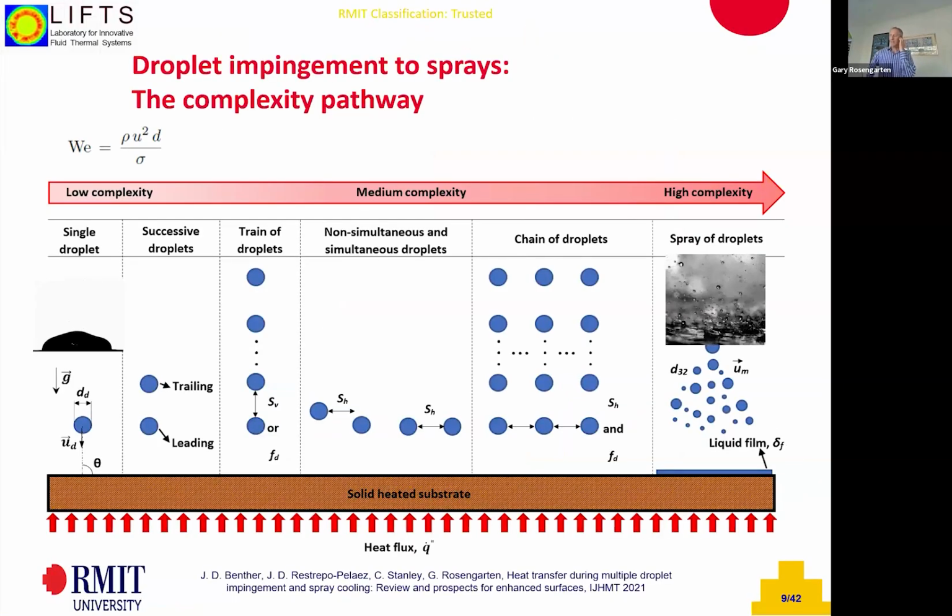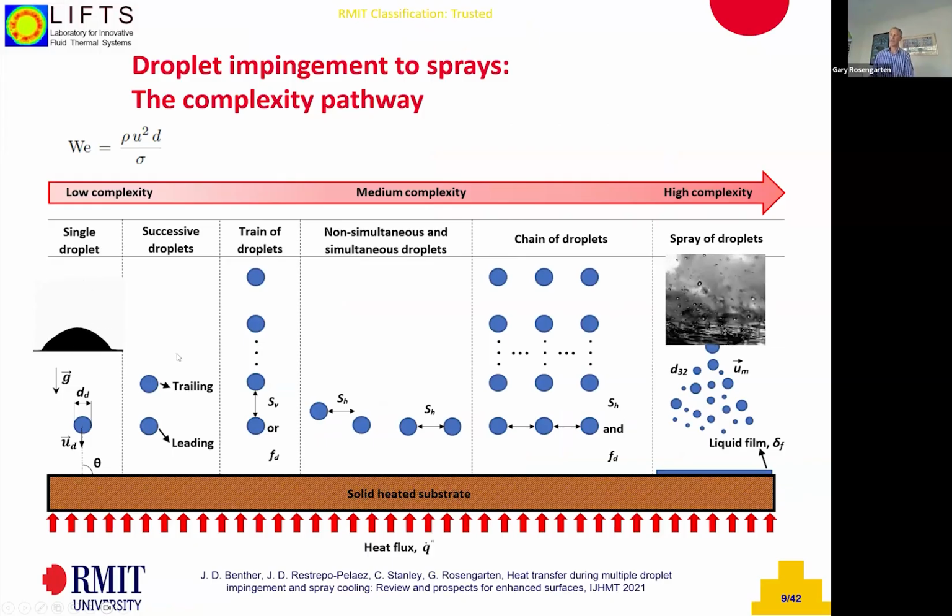So if we look at sprays as one offering some of the highest heat transfer rates, and people have studied this, a model for a spray is a single droplet. And what I've plotted here is what we're calling the complexity pathway, going from a single droplet all the way to the complex spray.